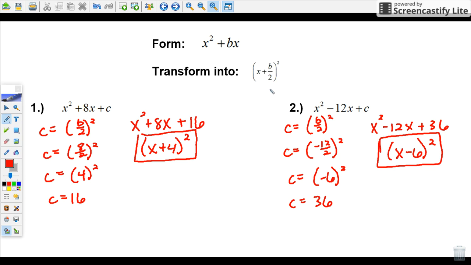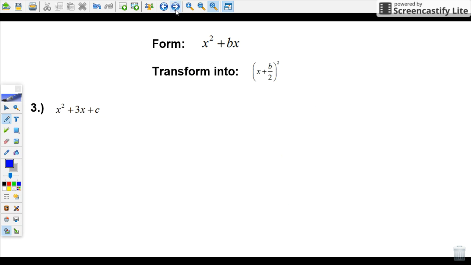Now, I told you to pay close attention to these second terms. Let me point something out about these second terms right here, this 4 and this negative 6. We did not just grab these out of thin air. Every single time, these came from right here, which was what we got when we took half of b. Half of negative 12 was negative 6. Half of 8 was 4. So every time in your binomial squared, that second term is going to be what half of b was. Let's do one more and we'll finish up.